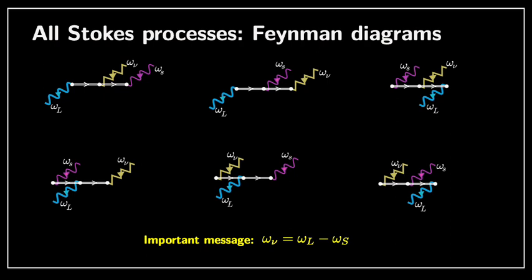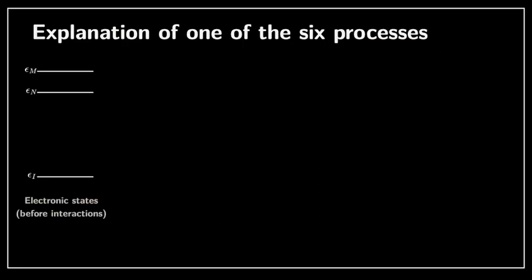Let me explain to you one of the 6 processes, in fact one of the most important processes that we have. So this is actually the electronic state that we have. I just put 3 states here.